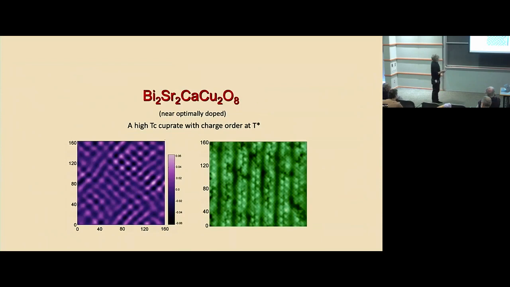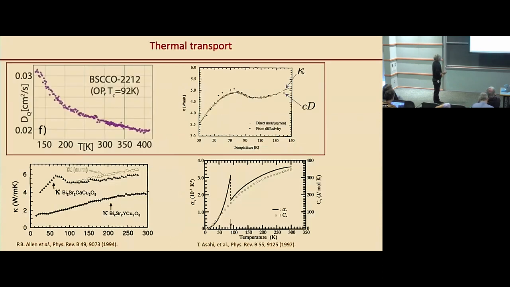So let me start with BISCO, bismuth strontium calcium copper oxide. This material has a charge order, which you can see here at low temperature. It's almost checkerboard-like. That's from our STM work from a zillion years ago. So there is a charge order, but it's kind of a crossover. It's not a well-defined phase transition in all the experiments. Here are measurements that we did on BISCO crystals of thermal diffusivity.